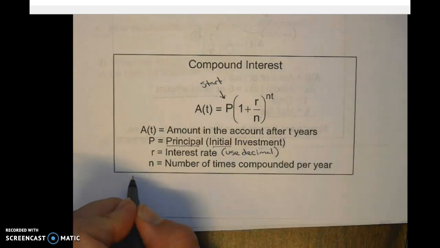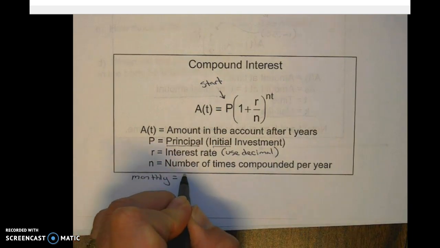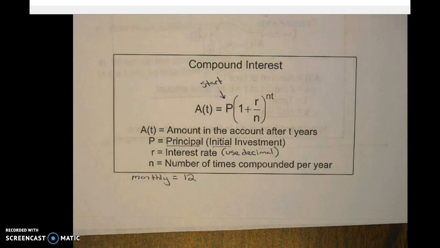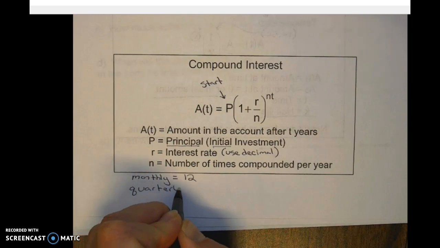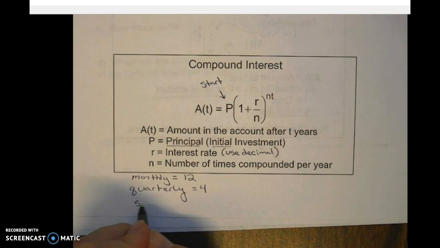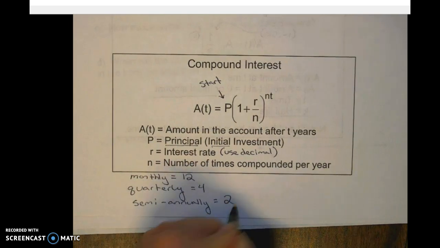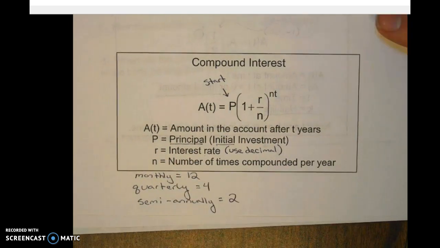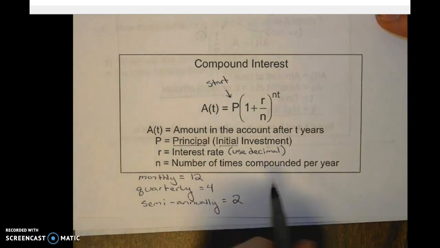So if it says monthly, it's compounded 12 times a year. Okay. Quarterly would be 4 times a year. Semi-annually, twice a year. And so let's see, what else?